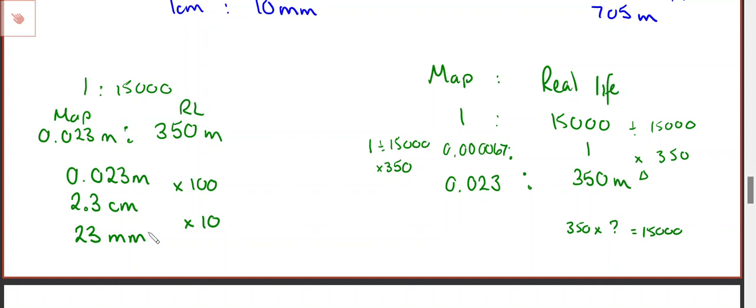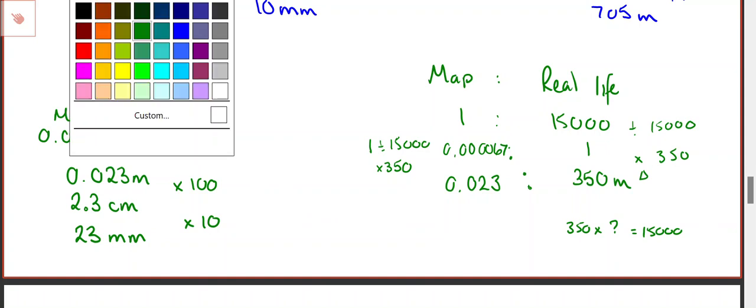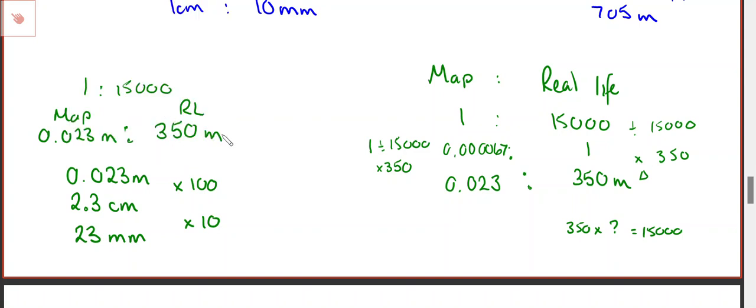All right. How do you feel about that? So remember, the question stated that in real life, we know something is 350 meters. Therefore, if you were drawing a map with this scale, how far apart should it be? It should be 2.3 centimeters apart. That's what we've just worked out.